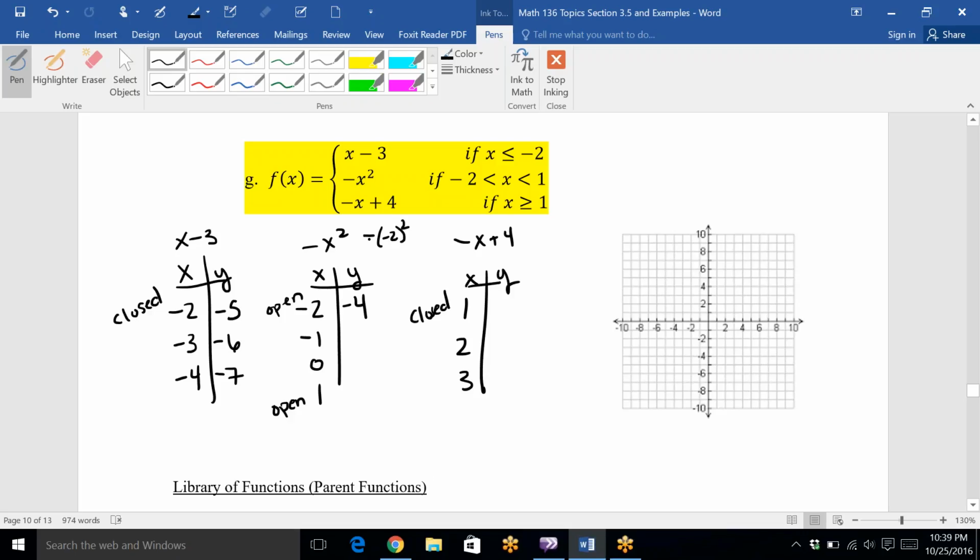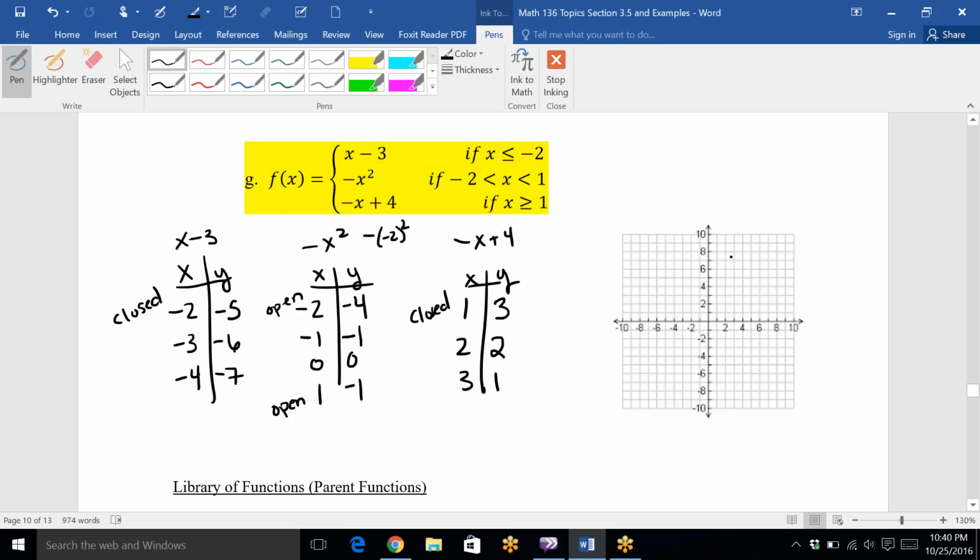-1 squared would be 1, but then you have a negative outside. 0 squared is 0, and you can't change the sign of 0. 1 squared would be 1, but we have the negative outside. This would be -1 plus 4 because of the negative that was there, so that would be 3. -2 plus 4 would be 2, and -3 plus 4 would be 1. So now we just have to graph these, and remember that these two are only bounded in one direction, so the graph will continue forever in one direction with an arrow on the end.